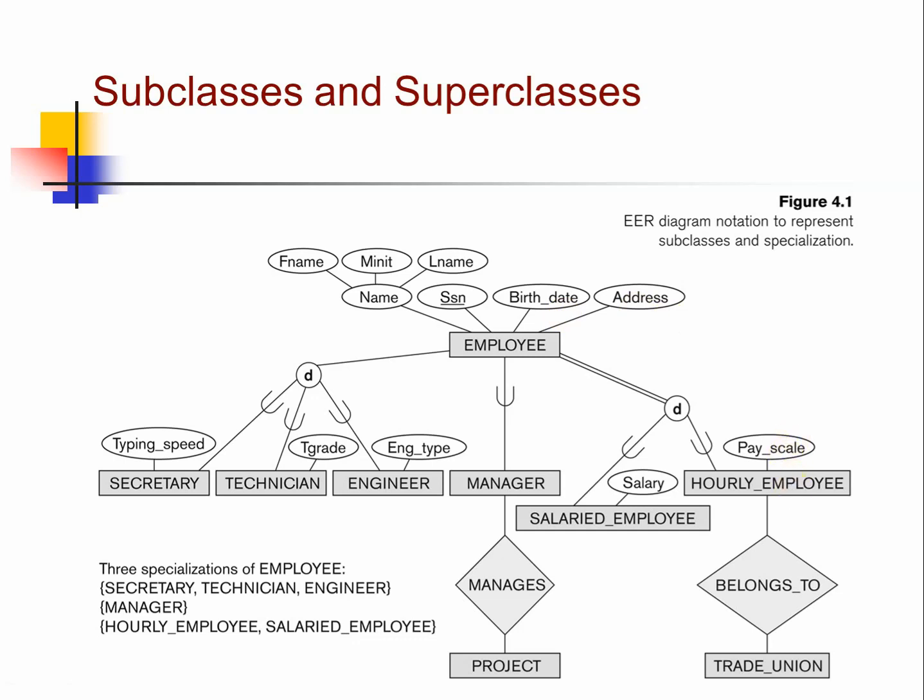If I'm asking you what are the attributes describing the employee, it is very straightforward. This is probably the simplest answer. The attributes describing the employee are name, social security number, birthday, and address. Because this is a superclass, it will not take anything from its subclasses. So don't worry about the subclass. If I'm asking you about a superclass, then those are the attributes describing the superclass.